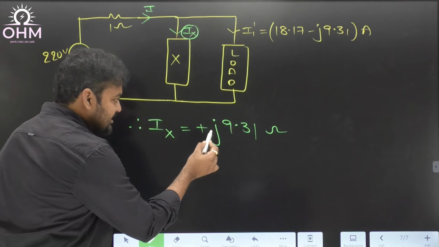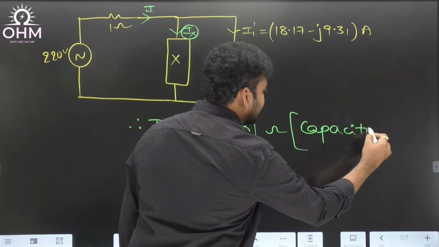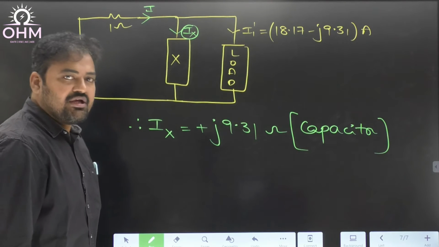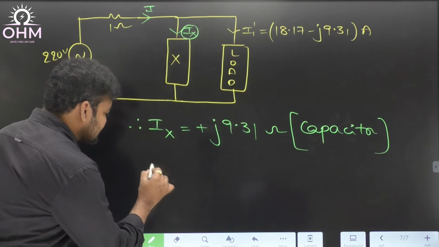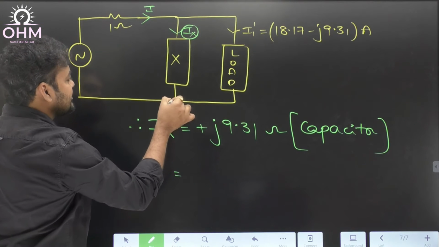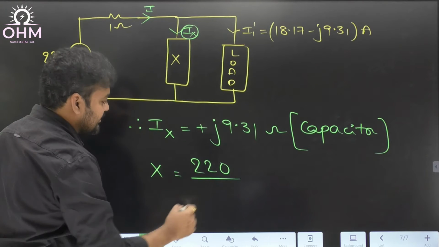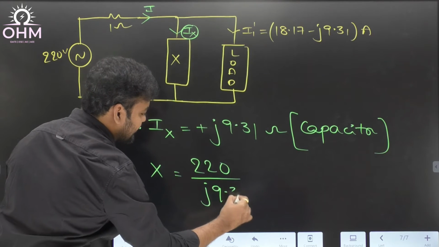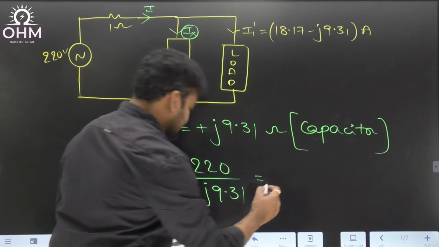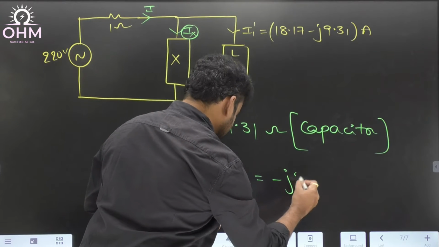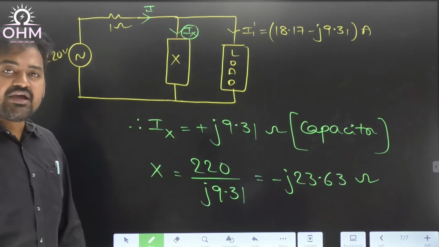See, current is plus J 9.31 means it must be a capacitor. Therefore, the reactance must be a capacitor. Okay, capacitor, then only current will be plus J 9.31. Therefore, what is reactance? X is equal to voltage across the reactance, that is 220, divided by the current carried by reactance, 9.31. Understand? So if I solve it, this will be minus J 23.63 ohm. That is going to be the reactance value.